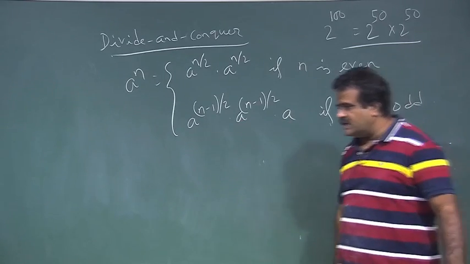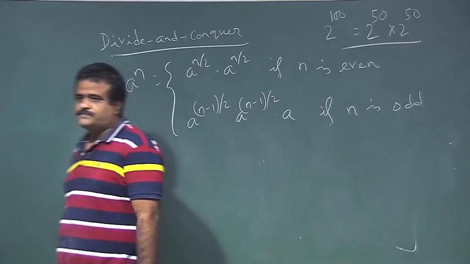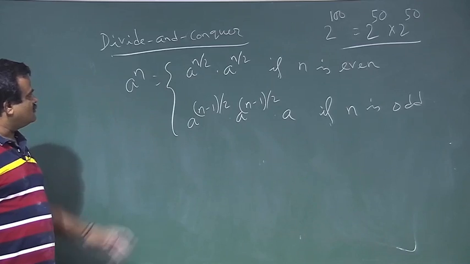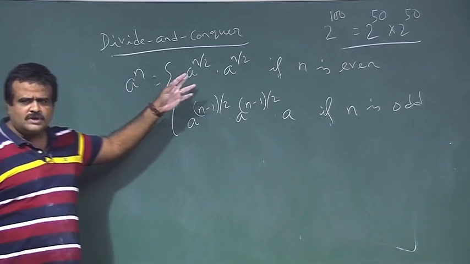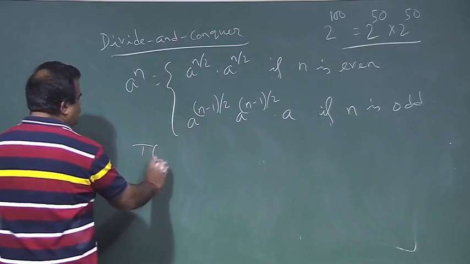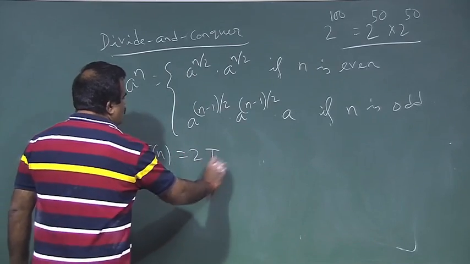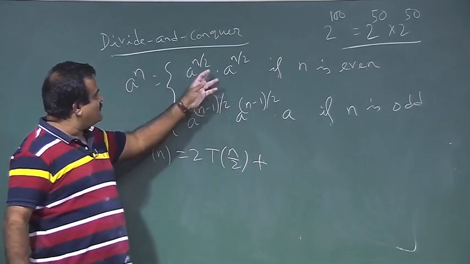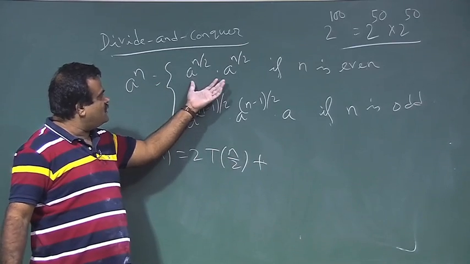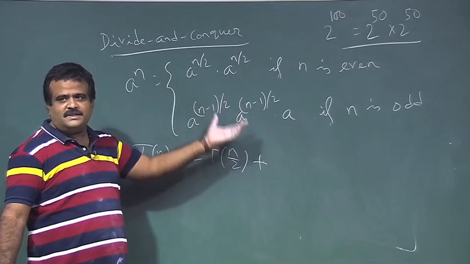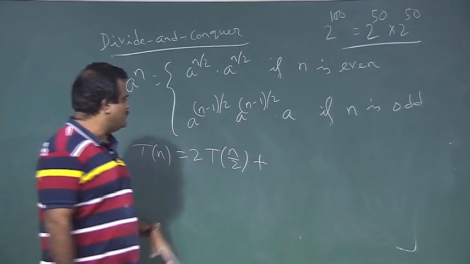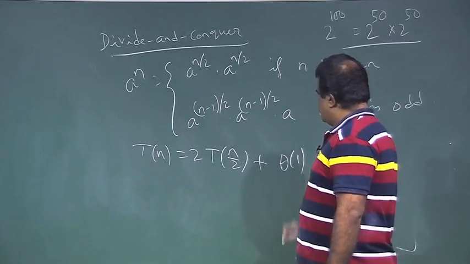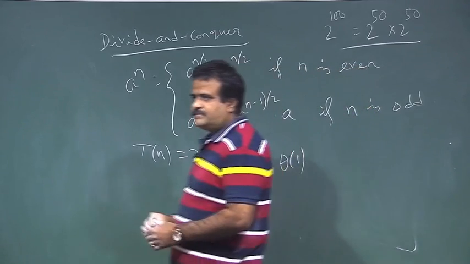Okay. So, then what is the recurrence? How many subproblems? 2 subproblems. So, T n is basically 2 T n by 2 plus the divide step and combine step. If it is even, we have only 1 multiplication, if it is odd, we have 3 multiplications, and the divide step is nothing. So, that is basically theta of 1. Is this recurrence correct?